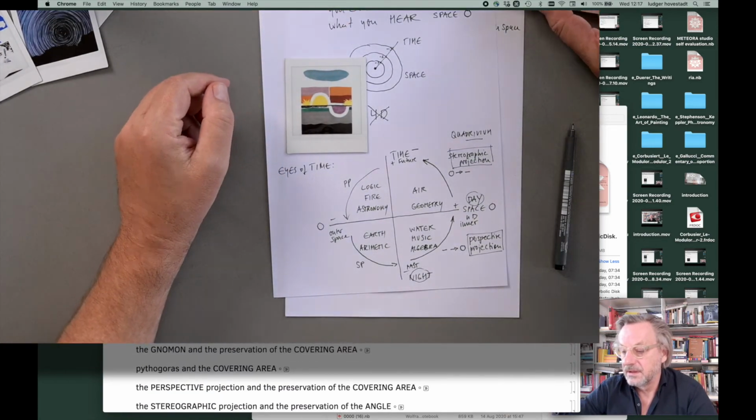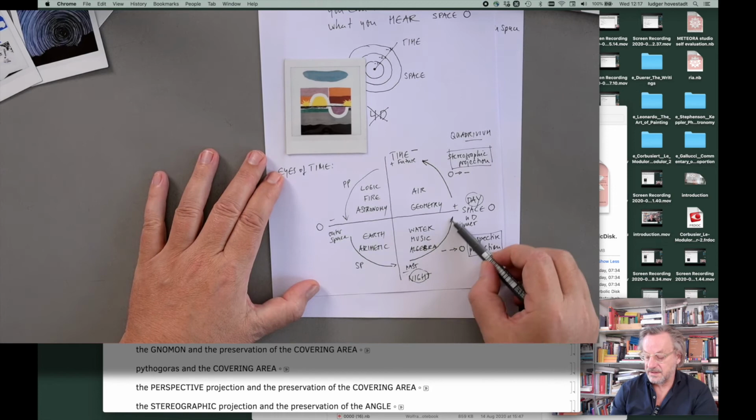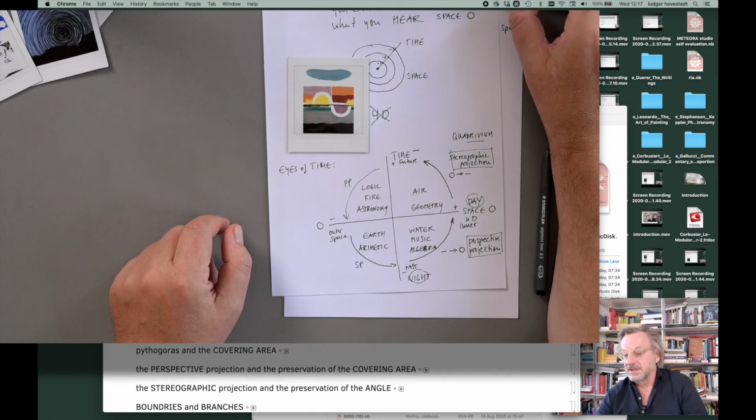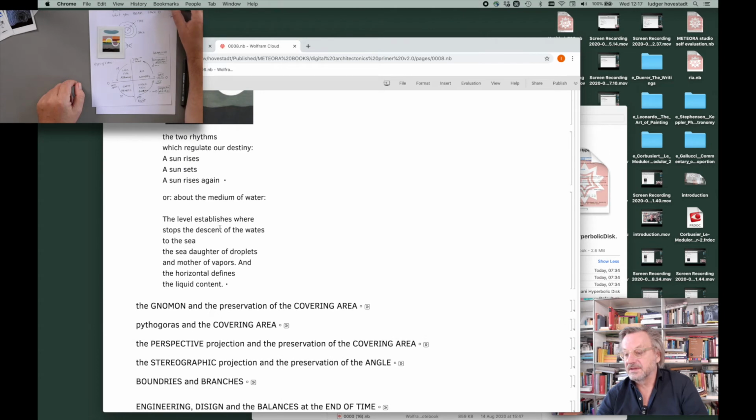Now, go for example for the water with Corbusier, just on the perspective projection. This is what he says: the level established where stops the descent of the weights to the sea, daughter of droplets and mother of vapor, at the horizon. Horizontal defines the liquid content.